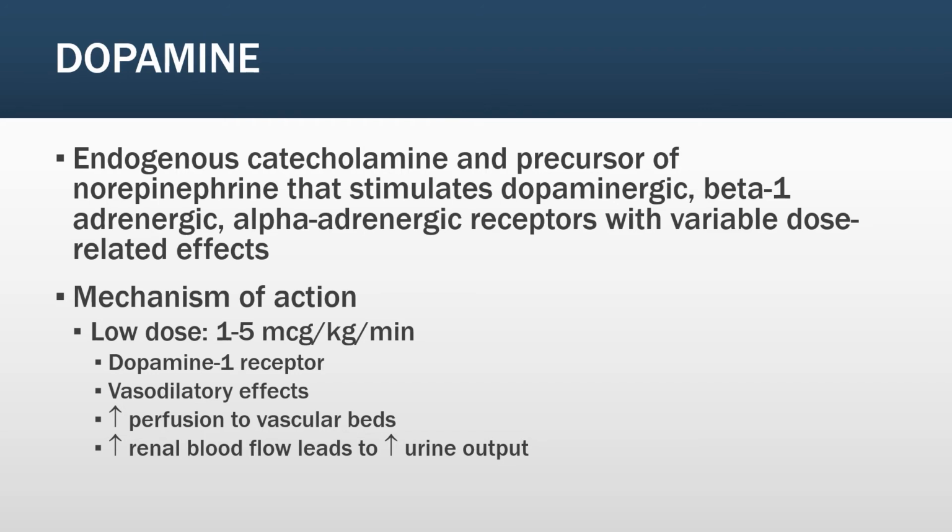It's important to recall with this dosing information with respect to dopamine that it's not absolute. Depending on the patient, you will sometimes see the dopaminergic effects at a low dose between 1 to 5 mics, but you may not. You may see some beta-1 effects as well. So it's very dependent on the patient, and therefore, again, we will titrate to effect.